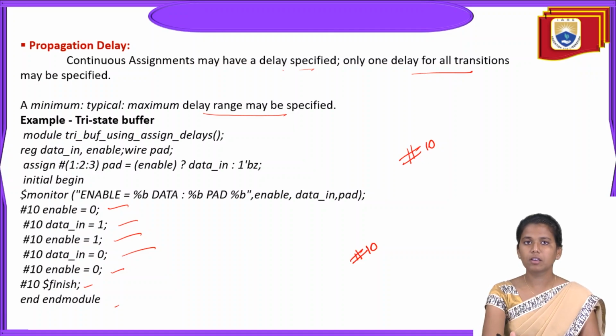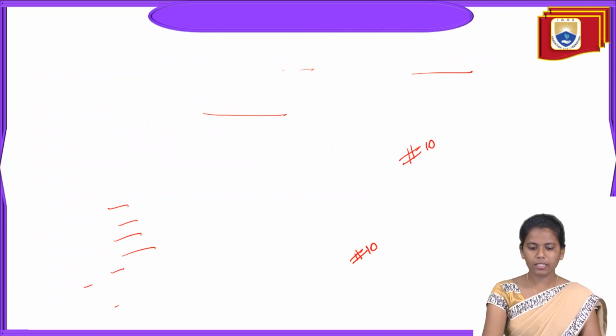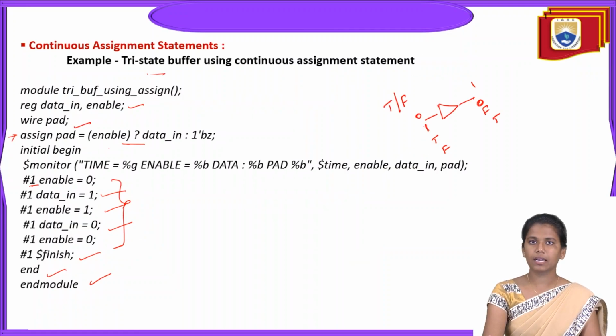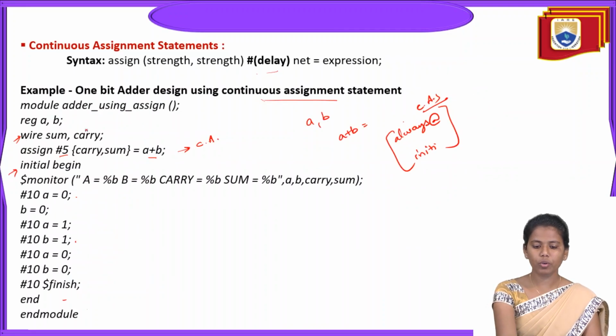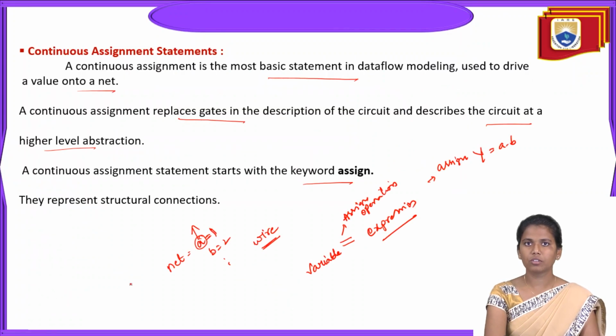Okay, so from the exam point of view, if you come across any question saying to write a program using continuous assignment statements, the simple way is to consider the tri-state buffer. The tri-state buffer is an example, and you can also consider the one bit adder example as well. These are very easy to write and very easy to implement. So I hope you all understood today's topic.